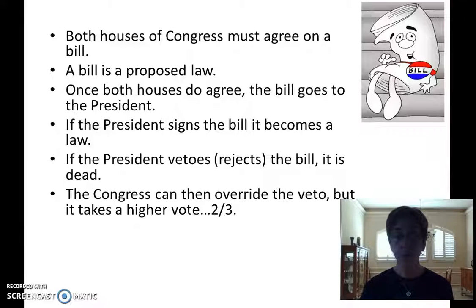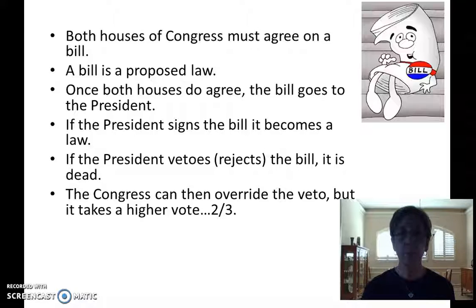It stops. There's nothing more to be done except Congress, if you look at the last bullet, and this is important, Congress can override the veto, but it takes a higher vote, all right? It takes a 2/3. So it's only 51% of Congress to send the bill to the president, but it takes 2/3 to get an override on that. Now let me tell you how this works in the real world.